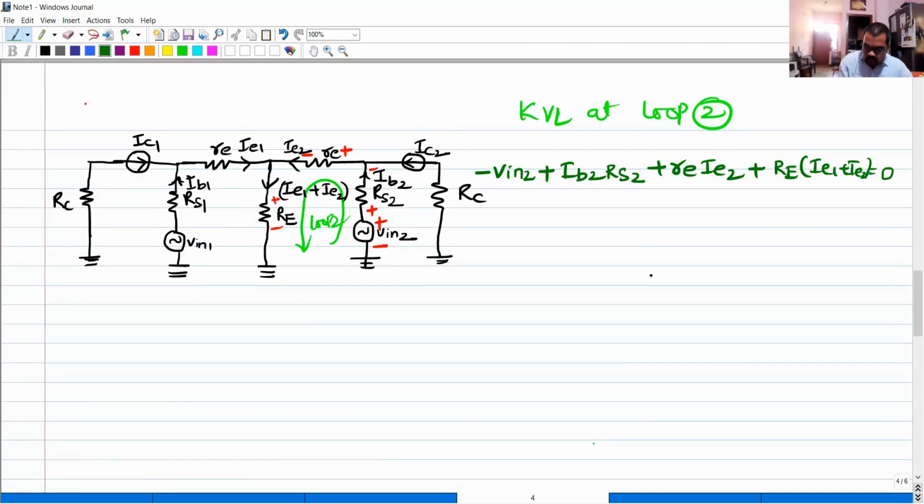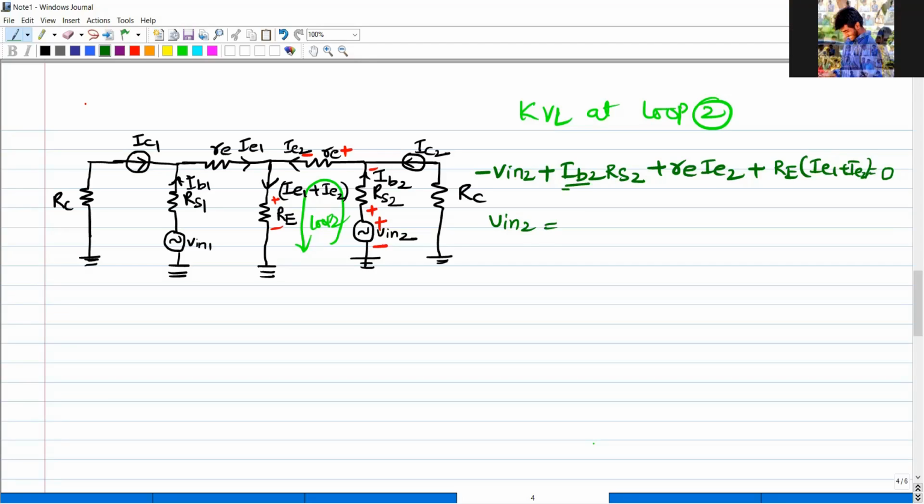Now once again I want to write the same equation: Vin2 is equal to... here also I want to replace IB2. What is IB2? Tell me. IE2 by beta. Very good.